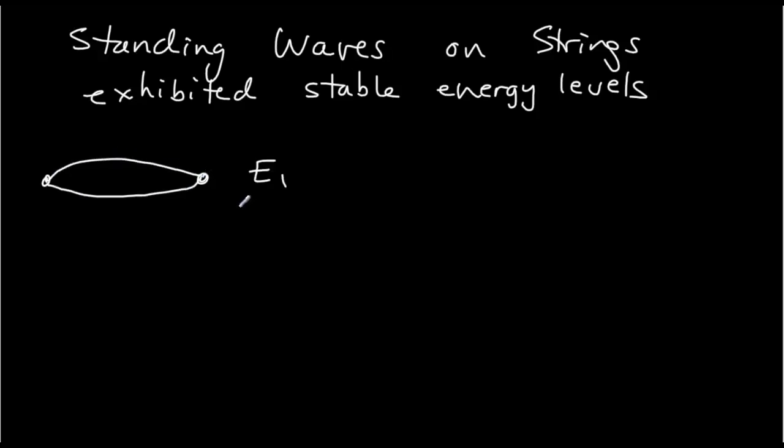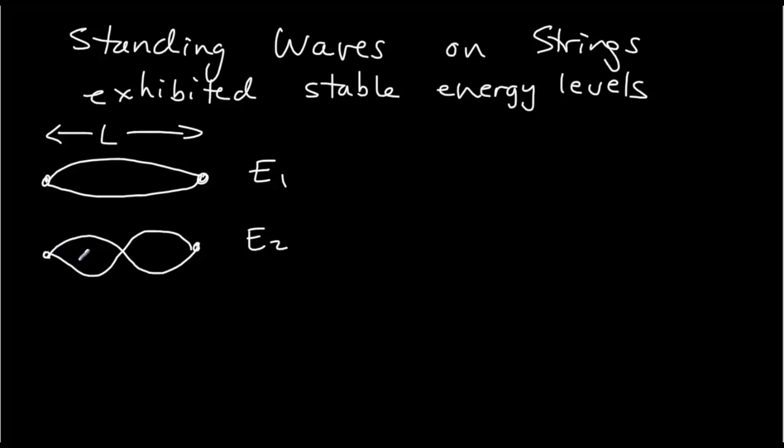And we had a first harmonic, or we're now going to call it the lowest ground state energy level. We'll call it E1. And we'll say the length of the string is L here. And of course there was an E2, a second energy level, which was at twice the frequency. And it contained 2 nodes instead of 1. And we could keep going on. There'd be a third energy level, where there was 3 antinodes, etc. So the simple standing wave on a string exhibited these quantized stable energy levels.